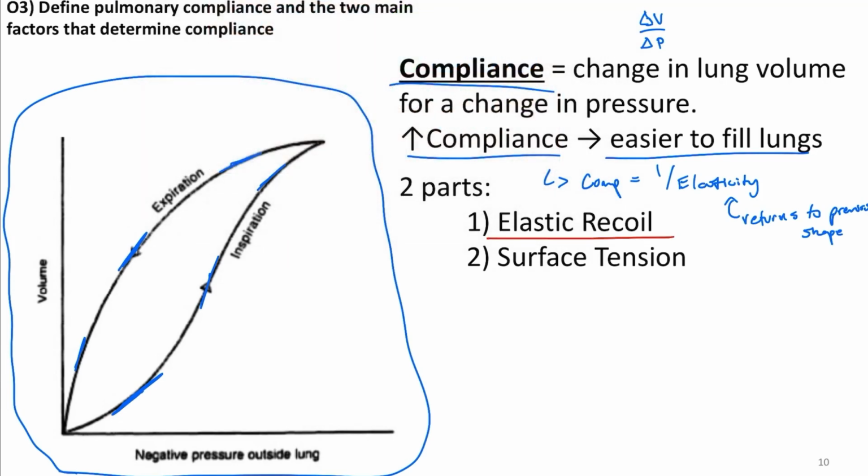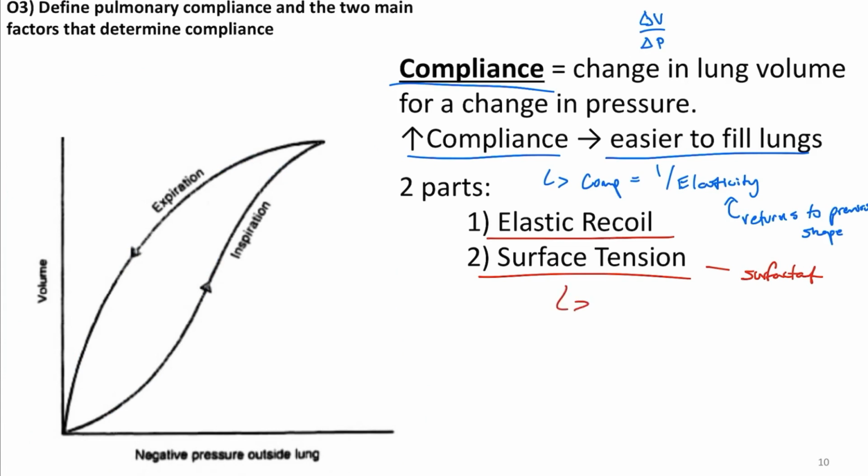Now there are two parts that make up compliance: the elastic recoil and the surface tension. I'm going to be talking more about surface tension in terms of surfactant later. But for now, we can use the surface tension, and in particular, the intermolecular forces of the hydrophilic portions of things like water vapor that are just around the alveolar space, not necessarily messing up ventilation, but just there, and they're contributing to some forces that inhibit the want to expand the lungs during inspiration.